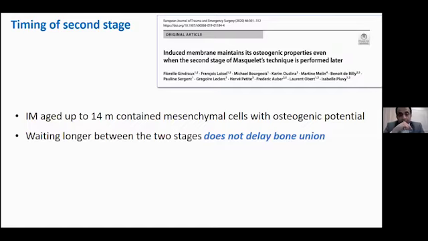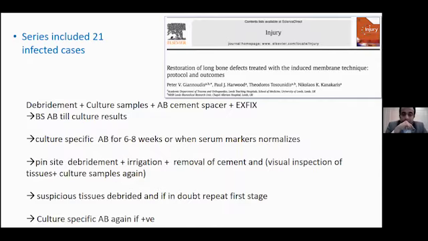This series included 21 infected cases that underwent the induced membrane technique. Debridement was done with culture samples and an antibiotic cement spacer with external fixation, and patients received broad spectrum antibiotics until culture results appeared. Then the patients received culture specific antibiotics for 6 to 8 weeks or until serum markers normalized. Then the patients were reoperated with pin-site debridement and irrigation, with removal of the cement spacer, visual inspection of tissues and culture samples again.